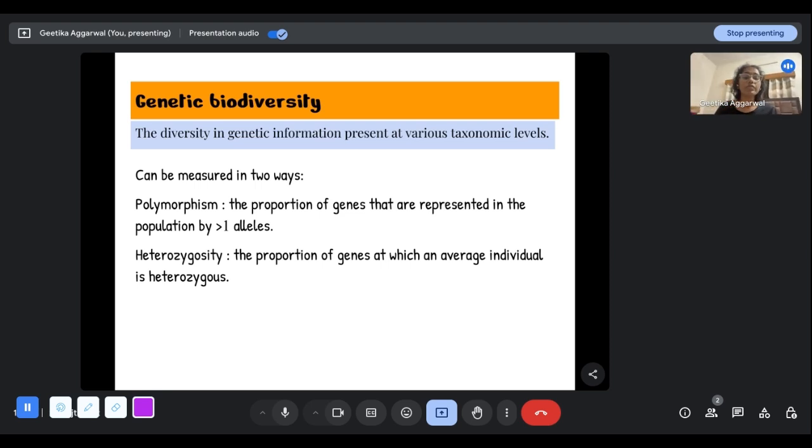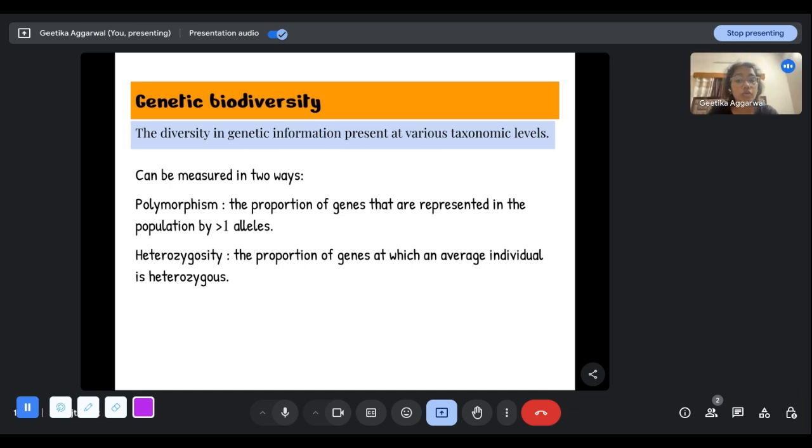So that is polymorphism. There is a single gene, so there is a trait, for example eye color, and it is represented in a population by more than one allele. There are different alleles controlling different colors of eyes that we have, for example, as I said, green, blue, brown, black, like that. So polymorphism is the proportion of genes that are represented in a population by more than one allele. So what is the proportion of genes that have more than one allele, right?